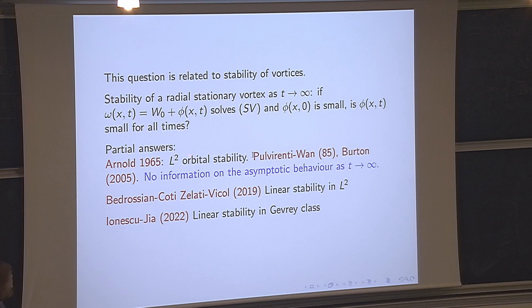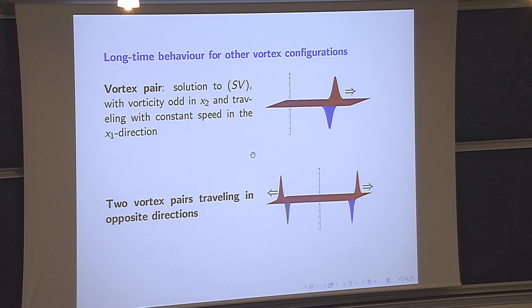So we have learned about Arnold stability results. And what is known, as far as I understand, in the literature for this problem are the result by Bedrossian, Coti Zelati, and Vicol, in which they prove linear stability in L2 for profiles decaying like 1 over rho to the 6, or faster, I think. And there is another result by Ionescu and Jia, where they study some spectral property of an energy in the algebraic class. Well, don't ask me, please. You have experts in the room, so. All right. So, okay, we cannot really say anything on what I said before. So let me go to another situation.